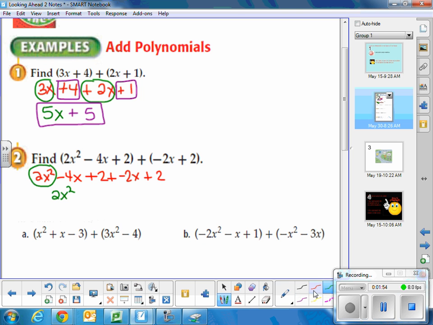Then we're going to move on to the x's. Negative 4x plus a negative 2x is negative 6x, so we're going to write down minus 6x. And then we have a positive 2 and another positive 2. 2 plus 2 is 4. So plus 4, giving us a final answer of 2x squared minus 6x plus 4.